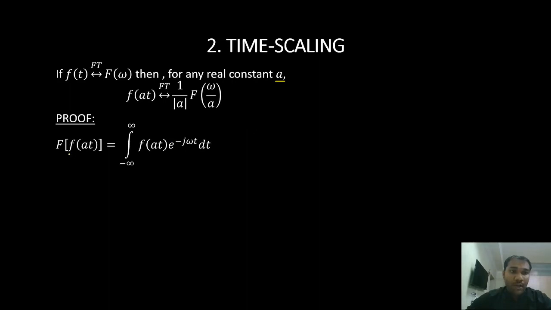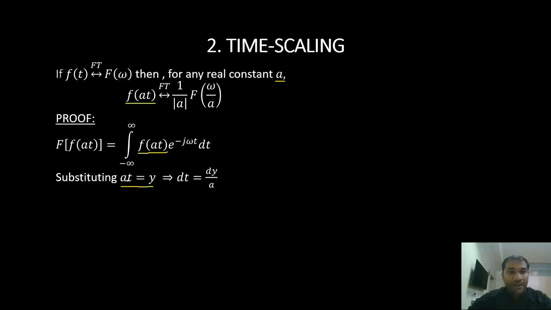Now the Fourier transform of f(at). We'll take the Fourier transform of the left hand side. It is the integral from minus infinity to infinity of f(at) e^(-jωt) dt. Now I'll take at equal to y and substitute.